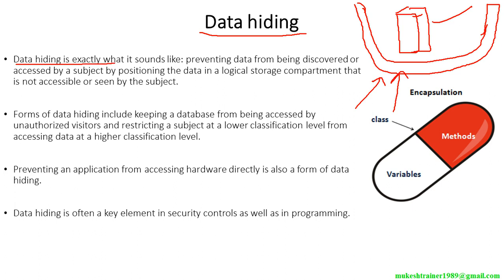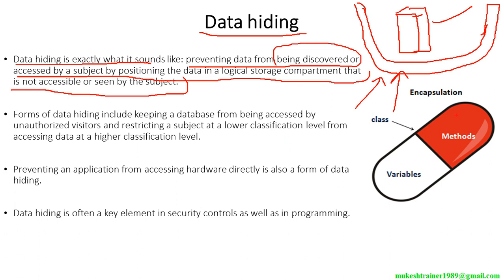Data hiding is exactly what the name says: preventing data from being discovered or accessed by a subject, by positioning the data in a logical storage compartment that is not accessible or seen. So what can be done? You can hide your drives, and hide your confidential data from unauthorized users. You can hide it from almost everyone, except those who need to have access to it. Forms of data hiding include keeping a database from being accessed by unauthorized visitors and restricted subject matter.